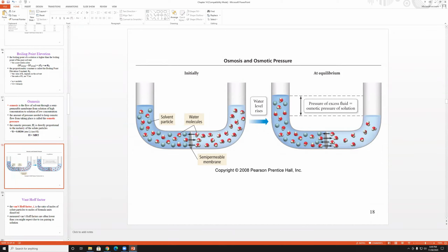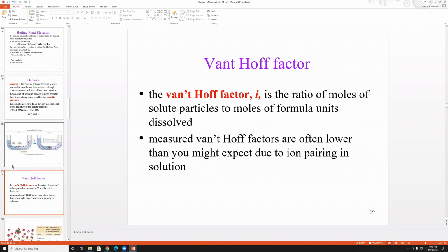No? All right. Next is the Van't Hoff factor. The Van't Hoff factor is the ratio of moles of solute particles to moles of formula units dissolved. What does that mean? Honestly, that means the number of ions, or the number of ionizable things. So what does this mean?